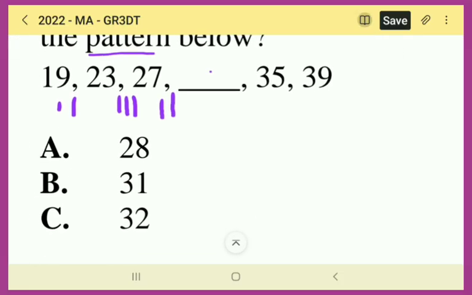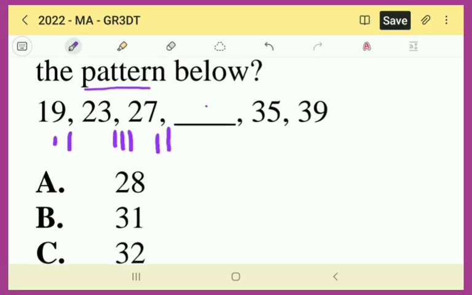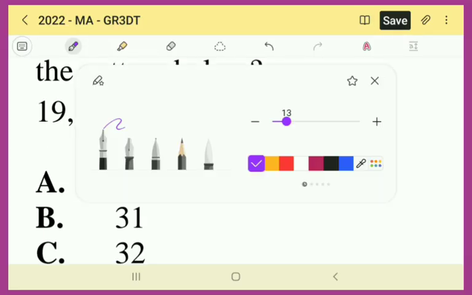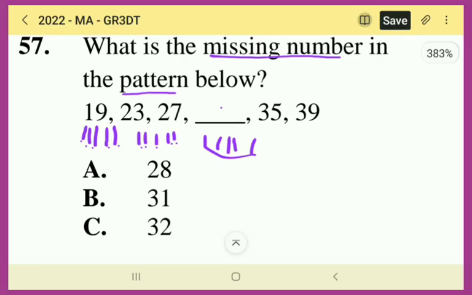What's the pattern? Let's go from number to number. 19, 20, 21, 22, 23. 23, 24, 25, 26, 27. So we have 1, 2, 3, 4, 5. 1, 2, 3, 4, 5. So 27, 28, 29, 30, 31. What should be there? 31. Did you get that before we even select? What did you get for 57?